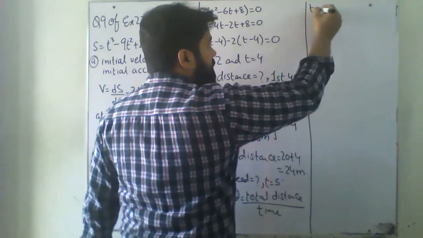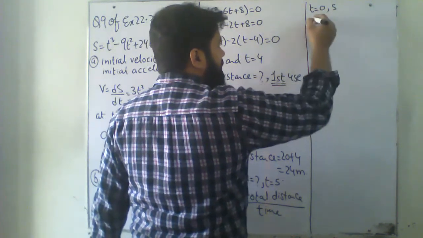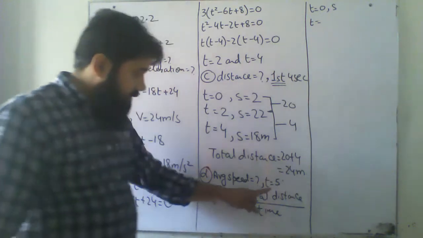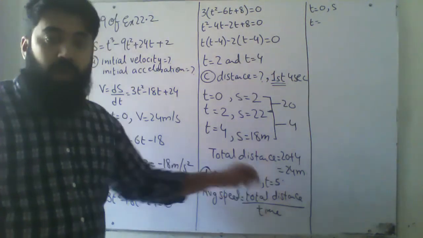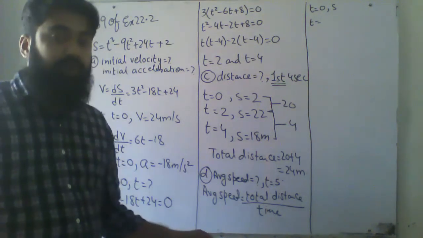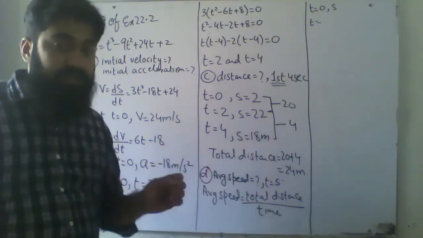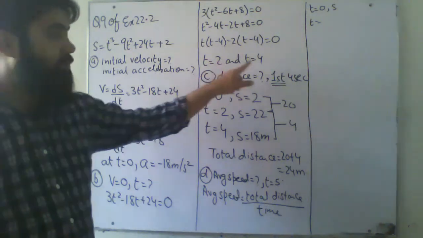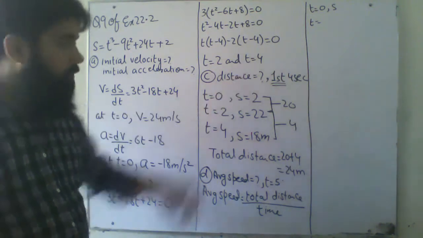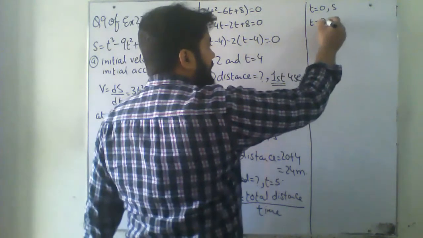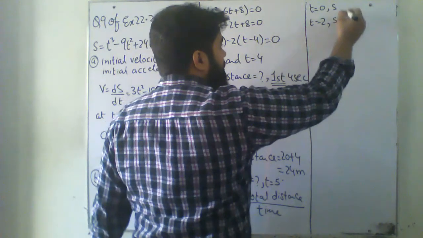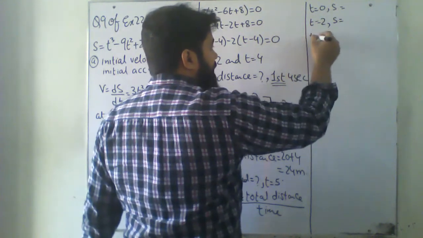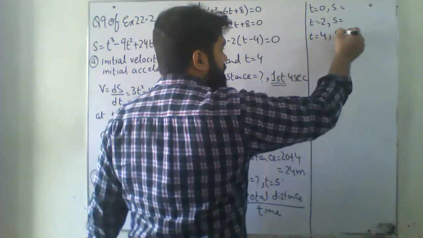At t equals 0, you will find displacement. Then in this range, how many time intervals are there where velocity is coming 0? So velocity was coming 0 at t equals 2 and t equals 4. So I have to find displacement at t equals 2. I have to find displacement at t equals 4.